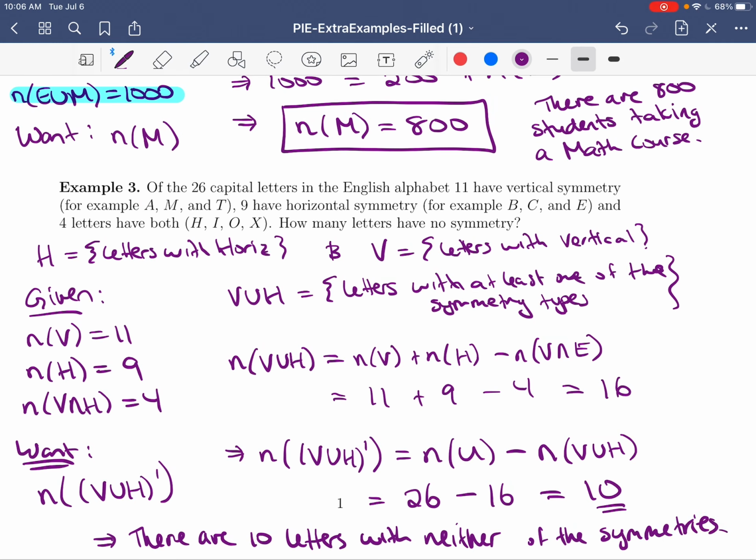Okay, so you can find how many do have some symmetries and then take the total minus that to get how many have none of the symmetries. So that's a few examples using the principle of inclusion and exclusion.